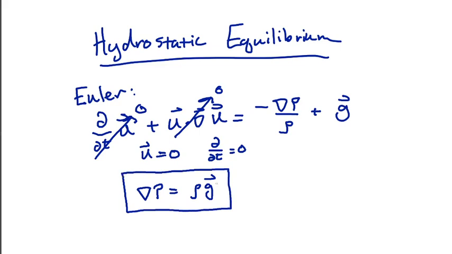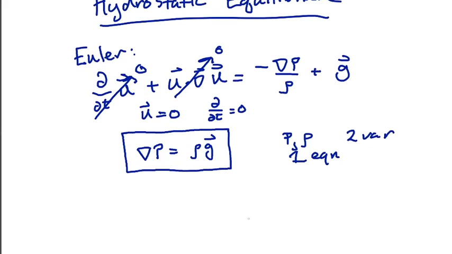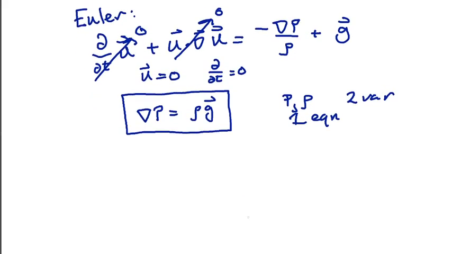This is not a solvable system. We have two variables, p and ρ, and we have one equation. So we have two variables, one equation. We need something that links p and ρ if we want to solve this. We need an equation of state or something similar, and we'll need, as we see, a further step as well.